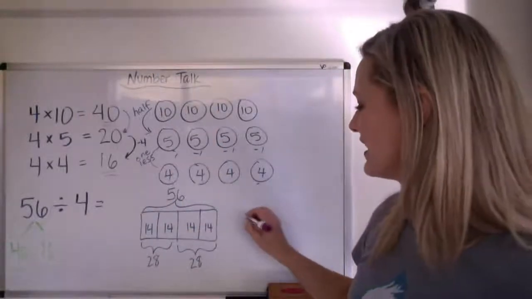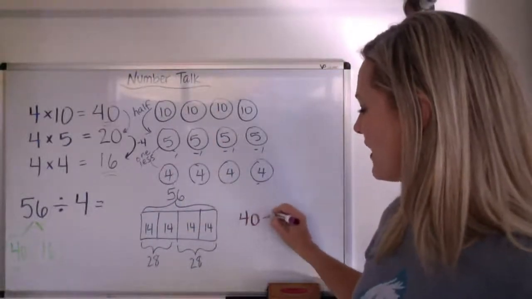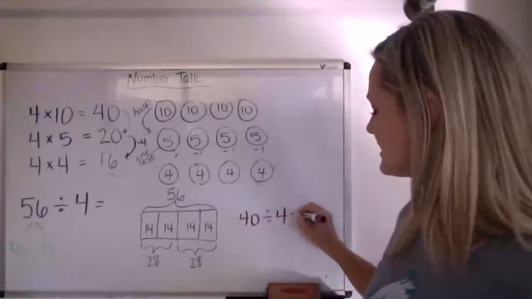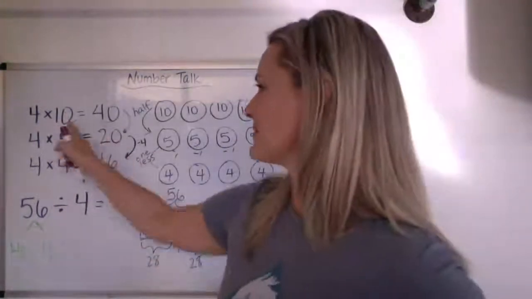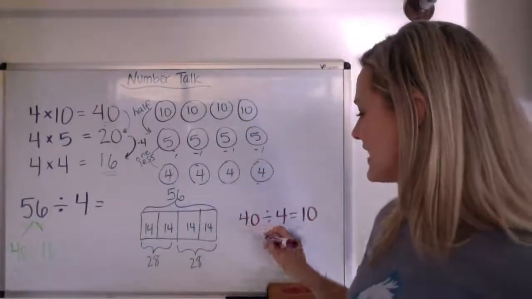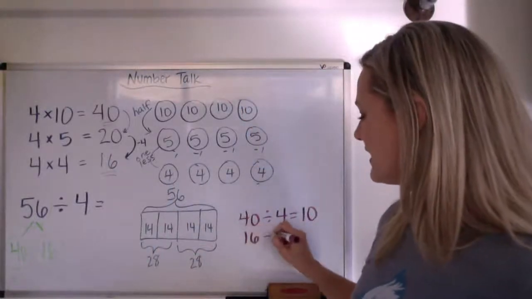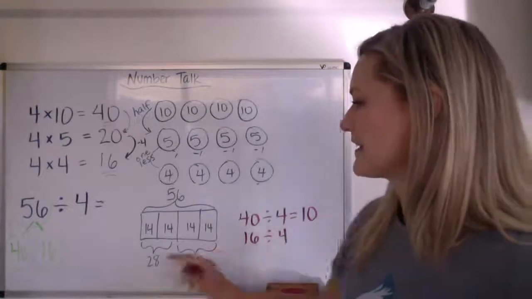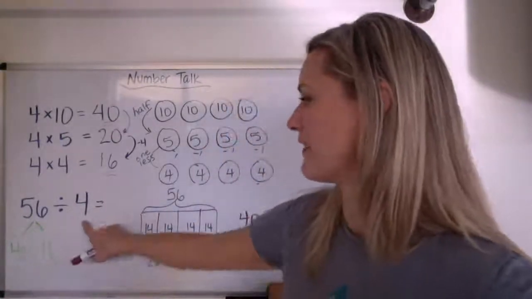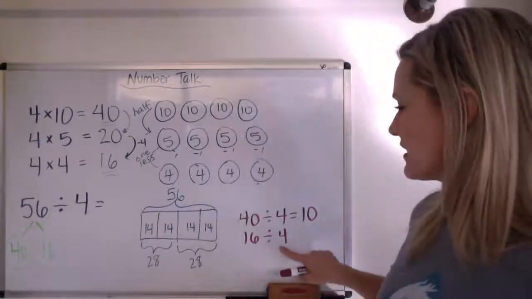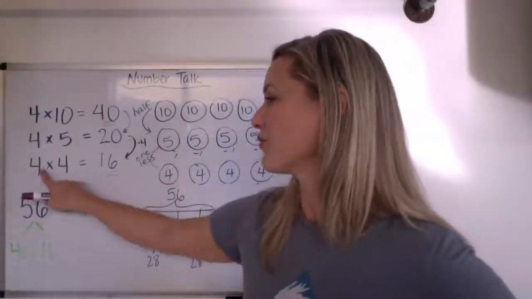So he did 40 divided into 4 groups and said that would make 10. Because he knew 4 times 10 was 40. And then he did 16 divided into 4 groups. So he just did this piece divided by this piece, and then this piece divided by this piece. So 16 divided by 4, well, he knew 4 times 4 was 16.